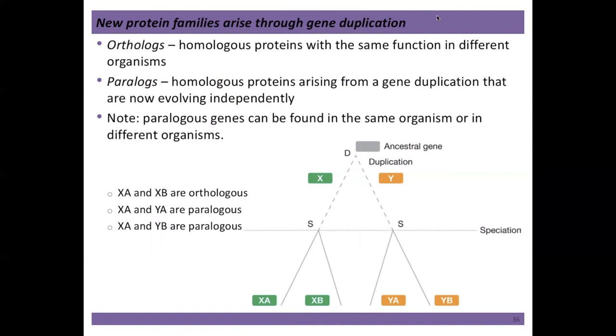And so with these different proteins, you can end up with what are referred to as orthologs, that are homologous proteins with the same function, but they're in different organisms. So often we'll go and look at other organisms and they do the same type of chemistry as us. And so we look at those and compare those proteins, and those are referred to as orthologs. And so again, they're doing the same thing. And then you've got paralogs, that are homologous proteins arising from a gene duplication that are now evolutionarily independent.